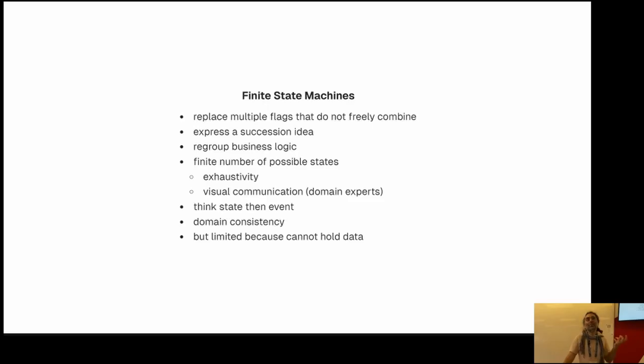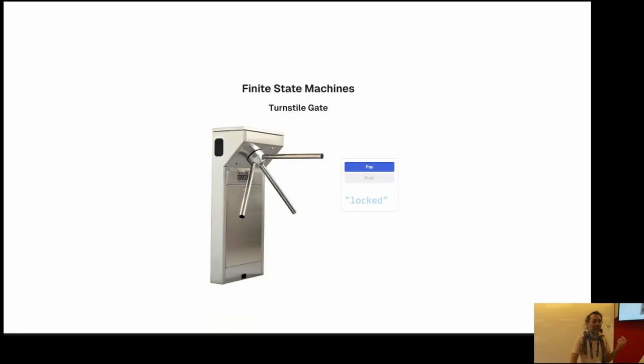But finite state machines have one big drawback, which is that they cannot hold data. Having just red, green, blue as a state is kind of limited. So we'll see what we can do with this.